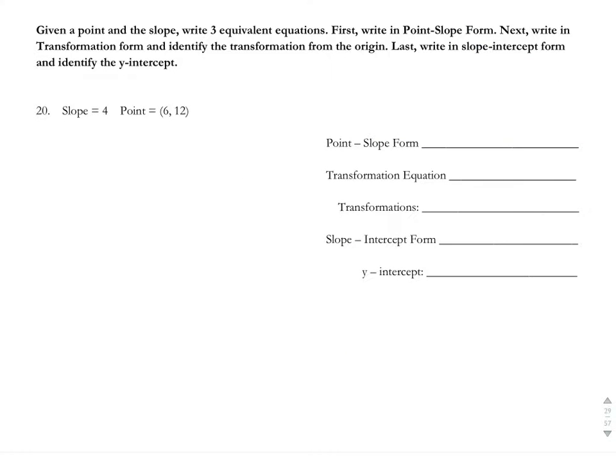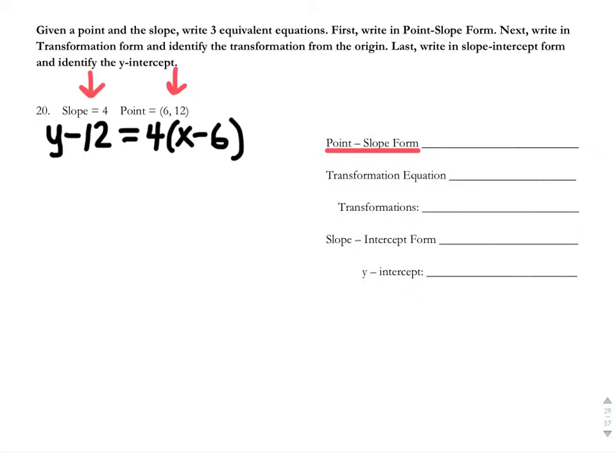This next example is what we did in class on Tuesday. So this is just kind of going through all the different types of things we can do given a slope and a point. The first thing that this question is asking me to do is write my equation given the slope of 4 and the point (6, 12) in point slope form. All we need to do is plug into the formula. Y minus y1, so y minus my y value 12 equals my slope 4 times x minus my x value 6. And that's the answer for the first part.